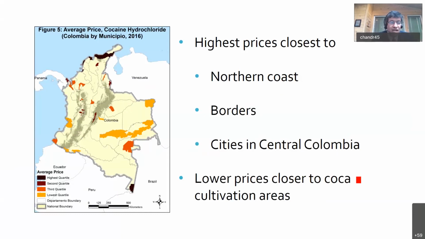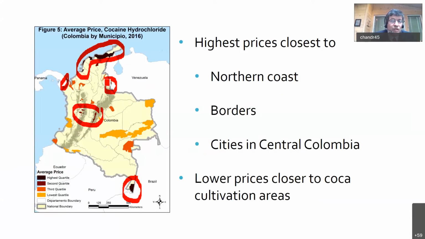This is a major source country, again arranged by quartile. I'd like you to pay attention to where the highest prices are, indicated by black. You'll see that the prices are the highest in Colombia up here, down here. There's a region of somewhat high prices here, here, and here. And you might ask, what do these areas have in common? Well, a lot of them, in fact, all of them are potential exit points for cocaine out of the country.